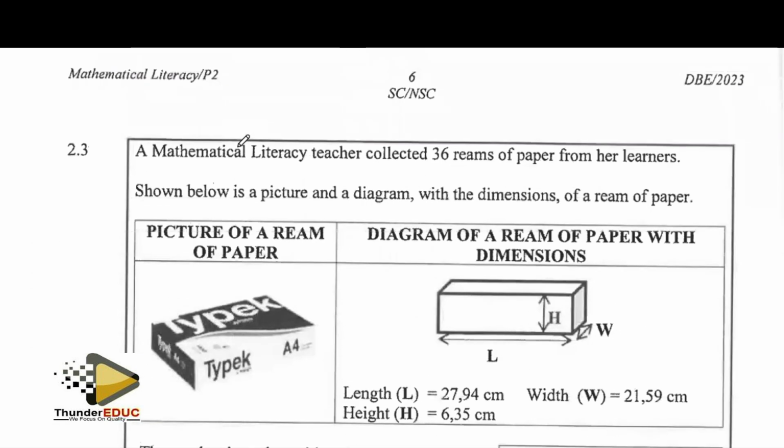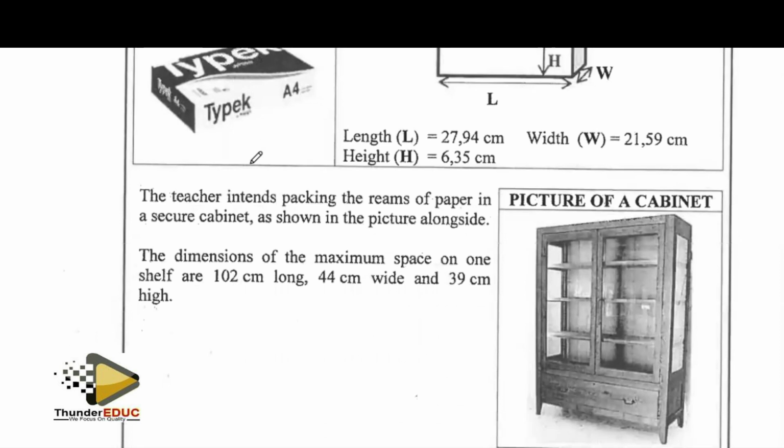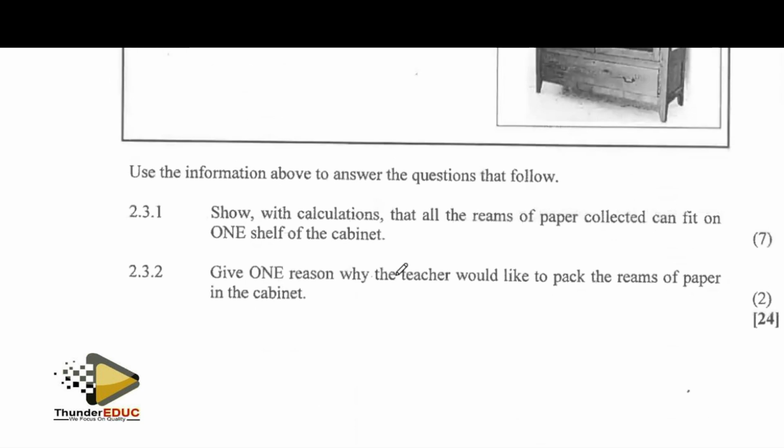All right, let's look at the other question, 2.3. Here we have the diagram. A mathematical literacy teacher collected 36 reams of paper from her learners. Shown below is a picture and the diagram with the dimensions of the ream of paper. The teacher intends packing the reams of paper in a secure cabinet as shown in the picture alongside the diagram. So the dimensions of the maximum space on one shelf is 102 centimeters long, 44 centimeters wide, and 39 centimeters high. So show with calculations that all reams of paper collected can fit on one shelf of cabinet.